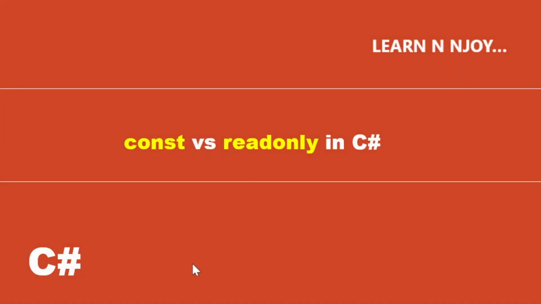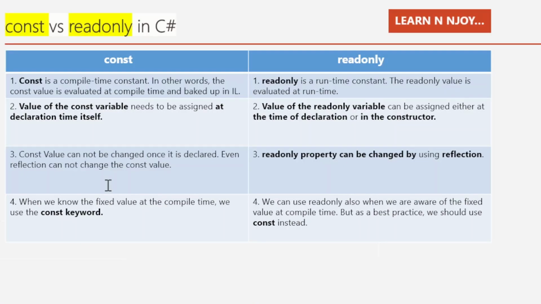Const versus read-only in C#. Here we are going to discuss the difference between const and read-only in C#. Number one, constant. Constant is defined with the help of the const keyword. So const is a compile time constant. In other words, the const value is evaluated at compile time and baked into the IL code. Whereas read-only is a runtime constant. The read-only value is evaluated at runtime. That is the first difference.